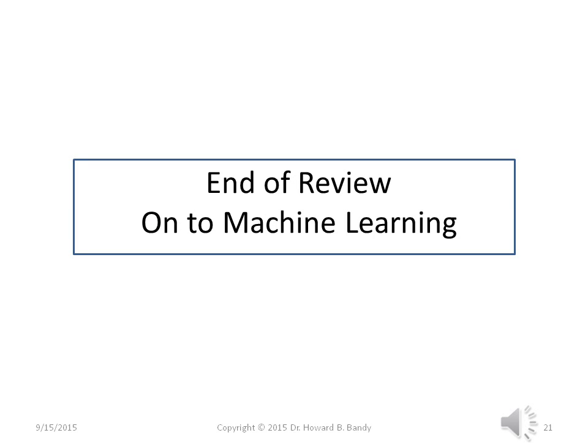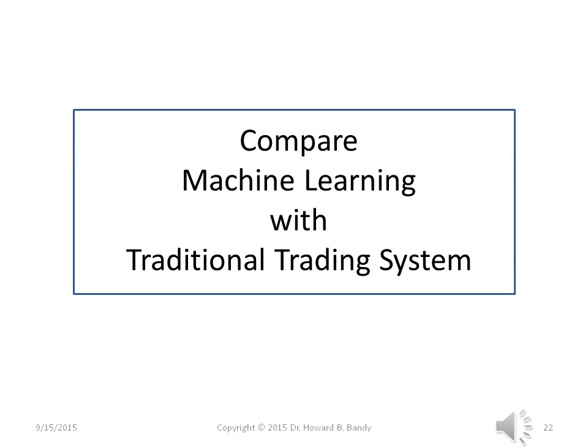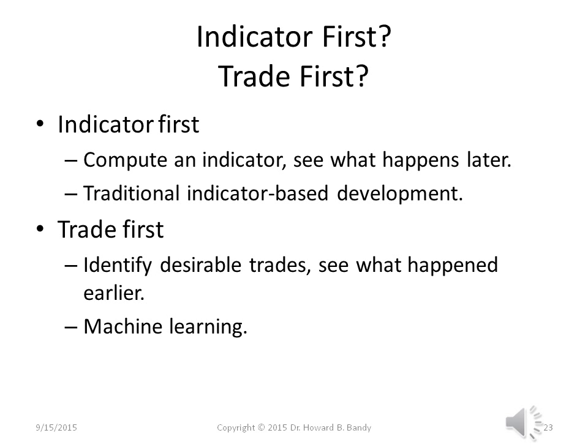That's the end of the review, and we'll go on to machine learning. We'll begin with a comparison of machine learning with traditional trading system development. There are two ways of viewing the relationship: as an indicator followed by what happens later, or by the target that you're trying to predict and then examination of what happened earlier.